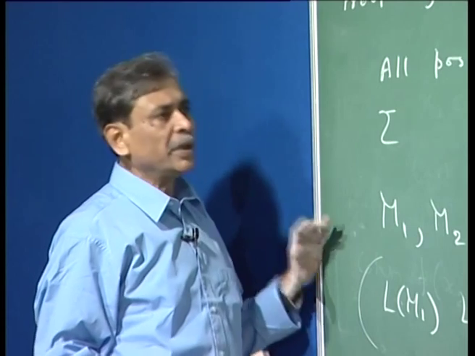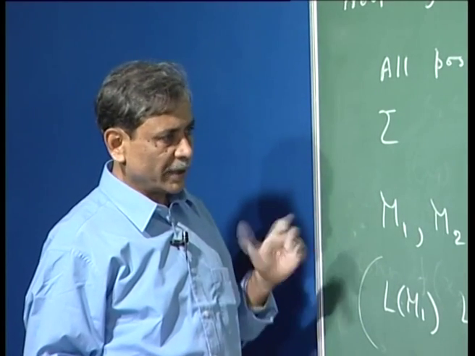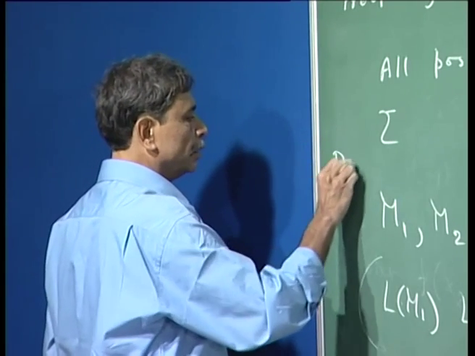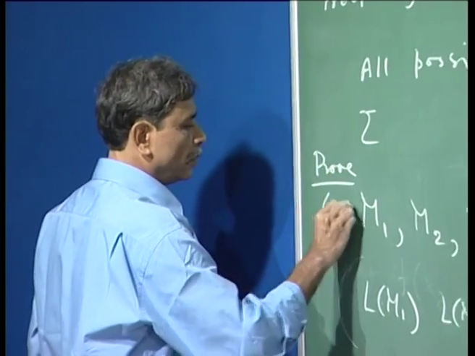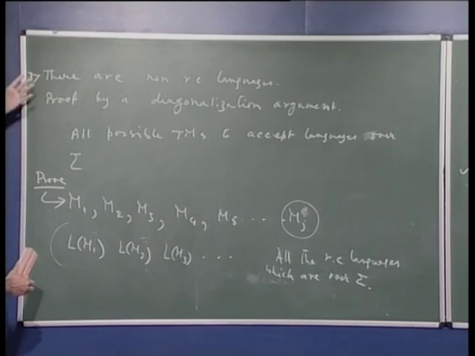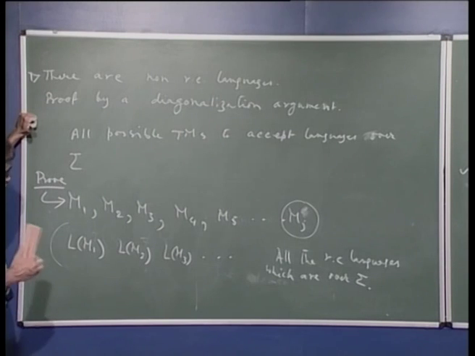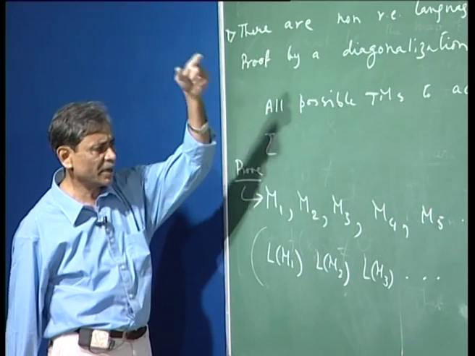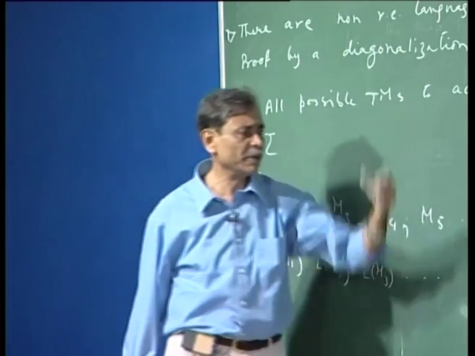So, there are two things that I need to do, which we will do in the next hour. First of all, prove that the class of Turing machines which accept languages over sigma can be effectively enumerated, which means I can line them up one after another in some ordering. So, I can talk of the ith Turing machine, the (i+1)th Turing machine, the nth Turing machine in that ordering.